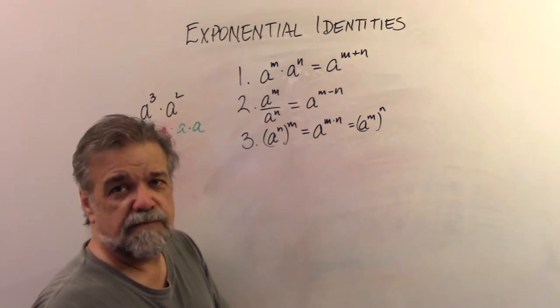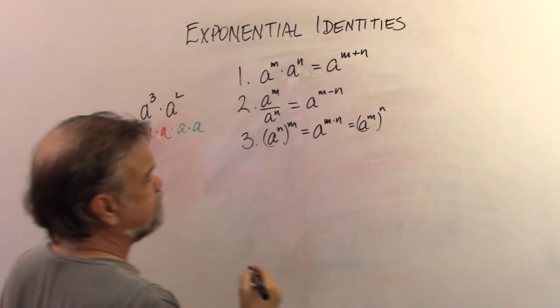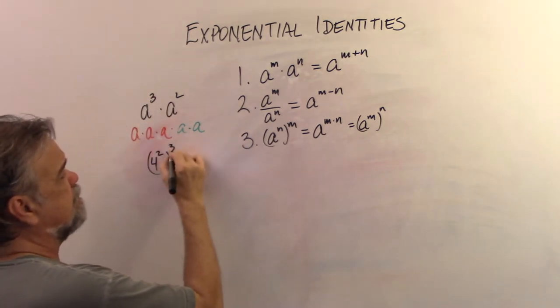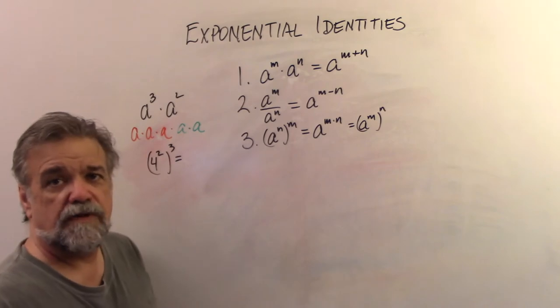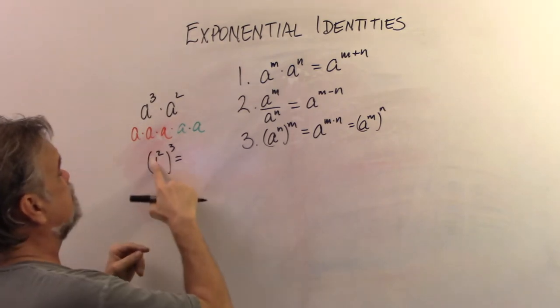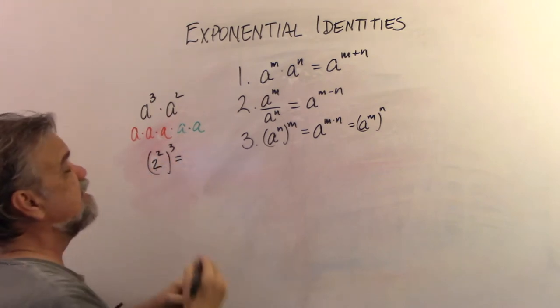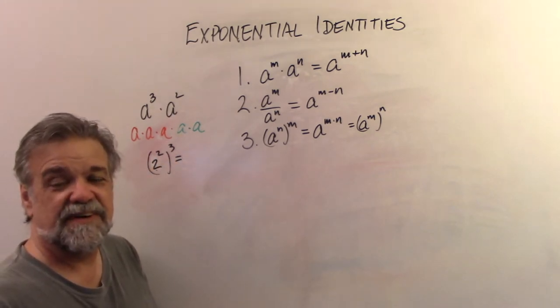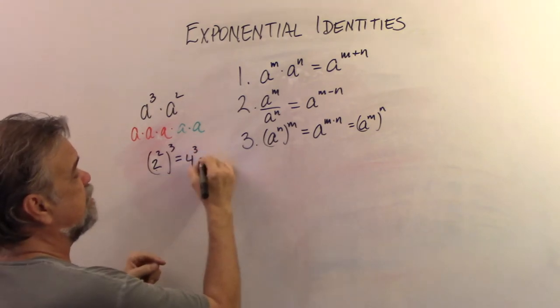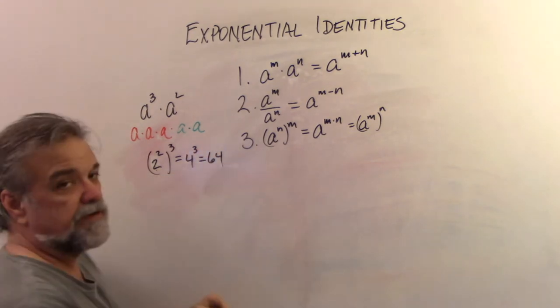Let's look at an example. Let's say I had 4 to the second to the third. Well, that's going to equal 4 to the... Ooh, no, no. Let's do something I actually know. 2 to the second to the third. That's a little better. 2 to the second to the third power is going to be 4 to the third, which is going to be 64.